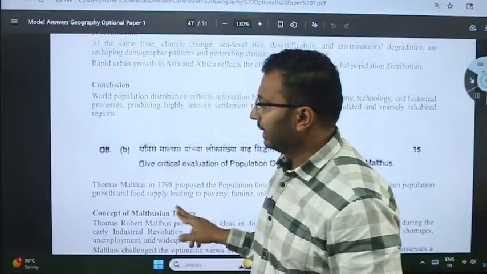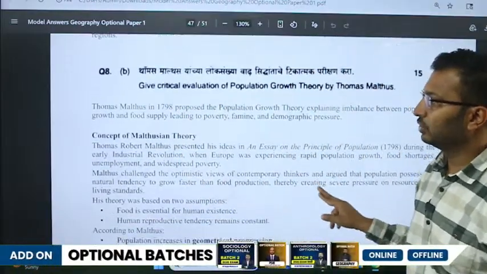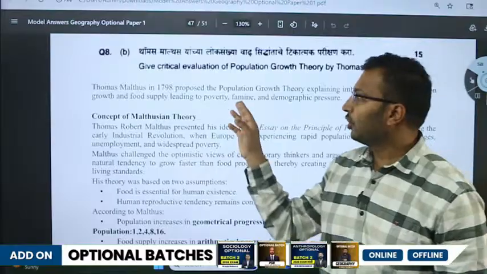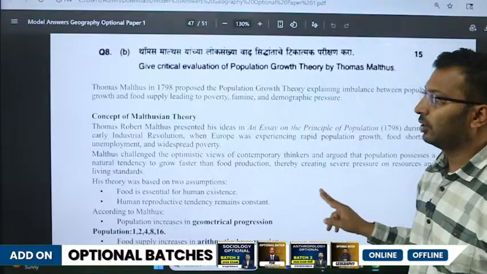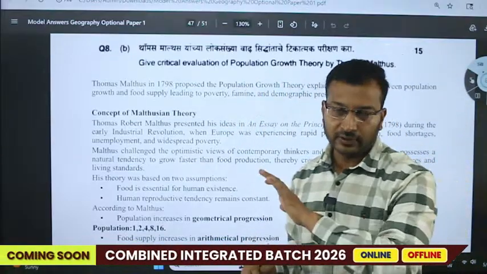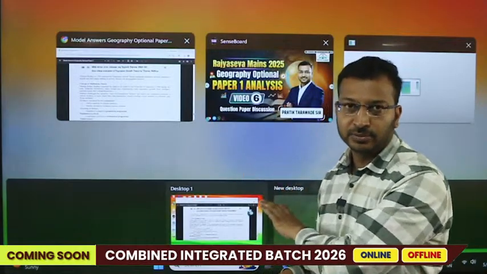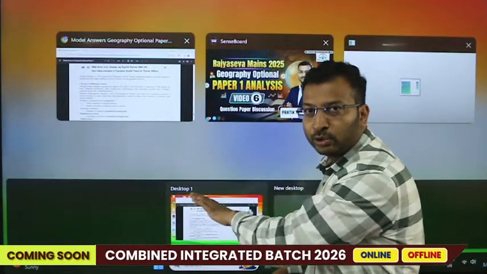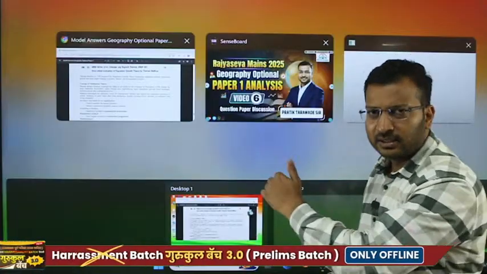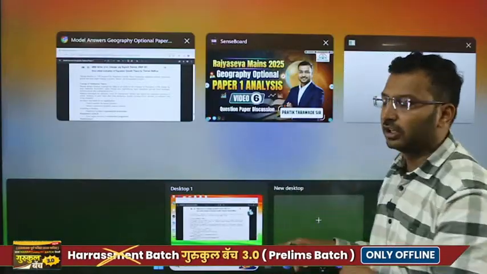Okay. Then the next question we have is the 8B question. Give a critical evaluation of the population growth theory of Thomas Malthus. ठीक है, so a straightforward question is asked, a critical evaluation is asked. Do not directly go on to write the criticism. First, write something positive about the population growth theory of Malthus.